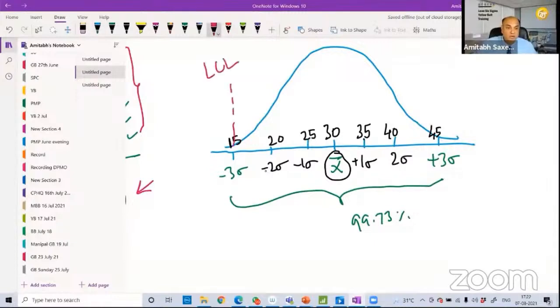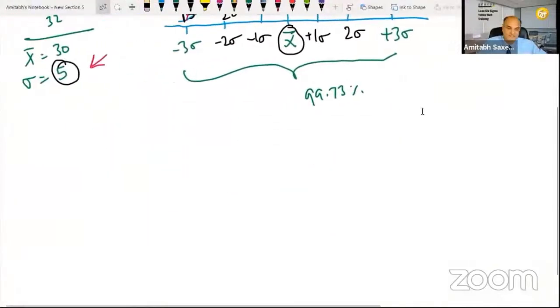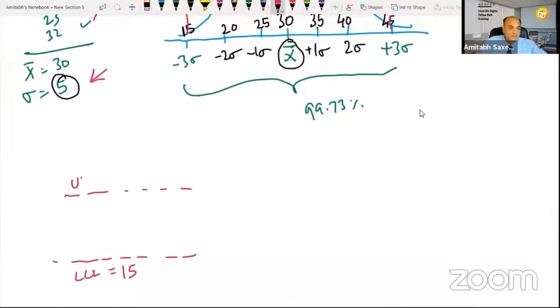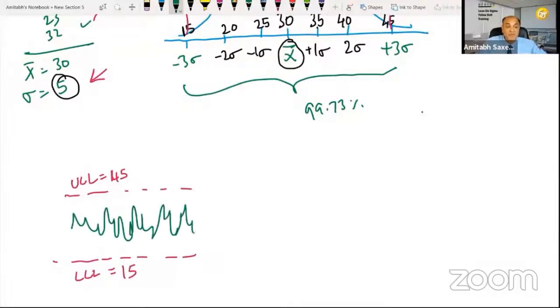This I call the lower control limit, and this I call the upper control limit. LCL and UCL. Control limits. Remember those words. Every process has got a control limit. So what is the control limit of my traveling time to my office? It is 15 minutes to 45 minutes. That means I'll be taking travel time between 15 to 45 minutes whenever I travel to my office. This is the way I behave.